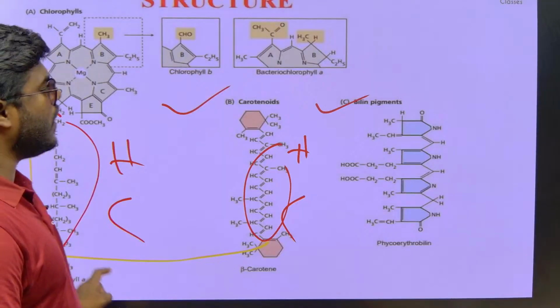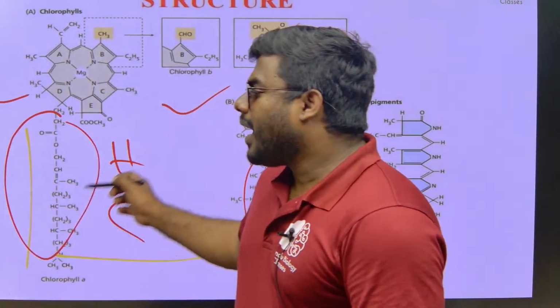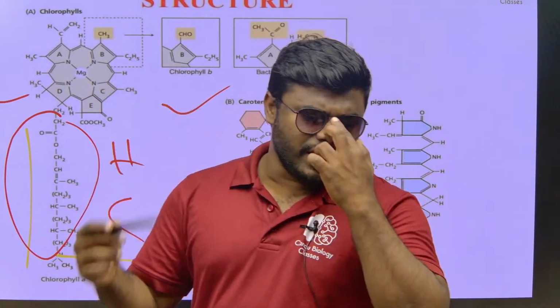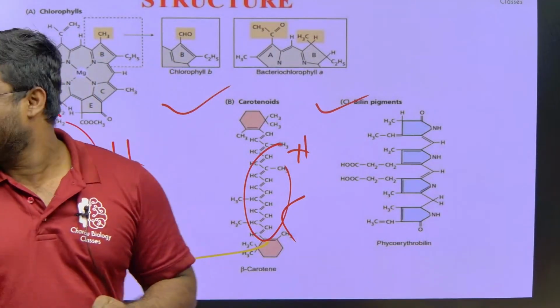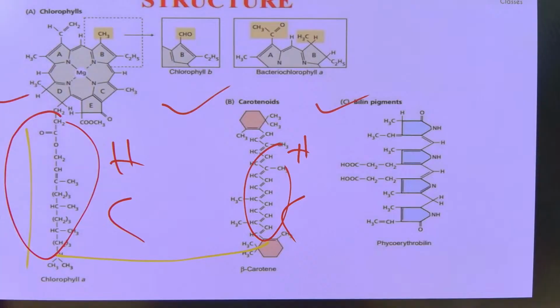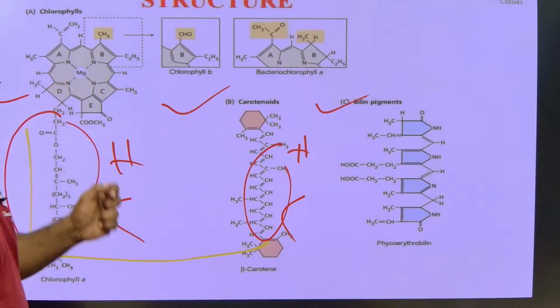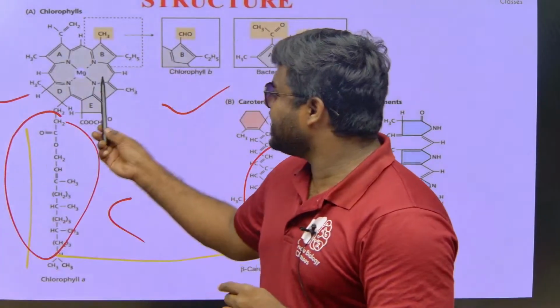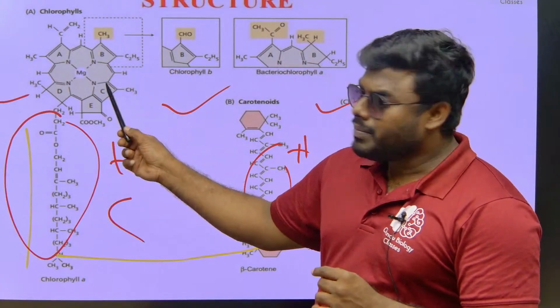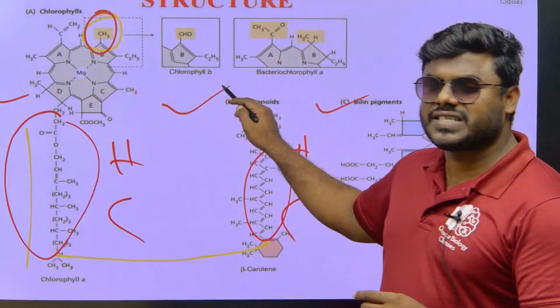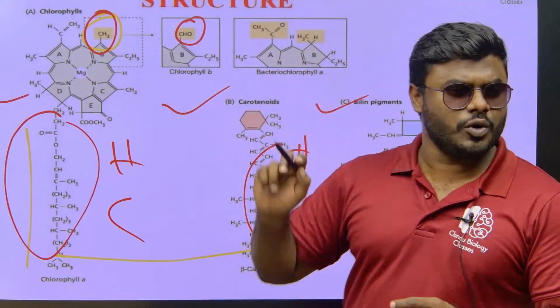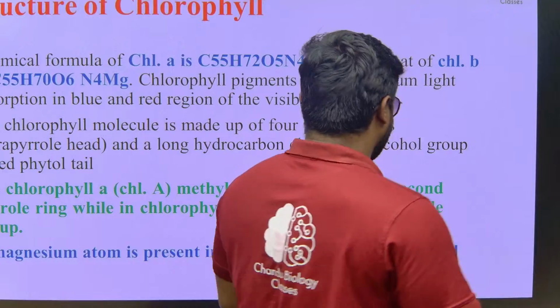Remaining these two are what? Lipid soluble. How can we differentiate between one chlorophyll molecule and the other chlorophyll molecule based on the side chain? If you look into the structure of chlorophyll A, what is the side chain? Methyl group. Correct, na? And if you look into chlorophyll B, what is the side chain? Aldehyde group. No point of getting confused over there. All right, wonderful.